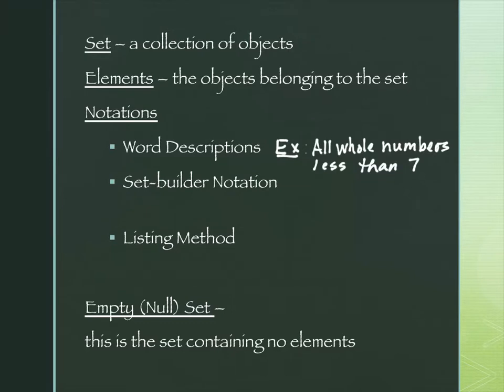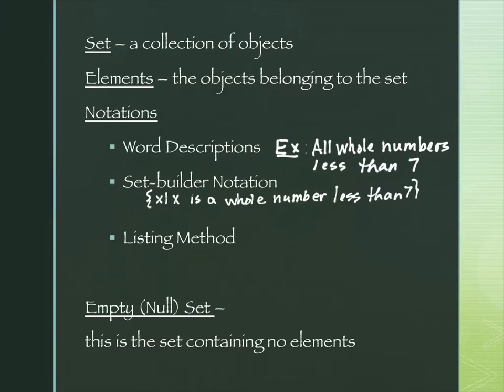Set builder notation would look like this. It starts with a curly brace. It uses a variable. X is what's used often. There's nothing special about it. It's just what's used. There's a vertical bar that's given. Actually, let me make this a little bit smaller because I'm going to write it two different ways in set builder. So there's a vertical bar drawn. And then one option after the vertical bar is much like the word description, and it just says it right there. So it says X is a whole number less than 7. So that's an option. That's actually set builder notation.